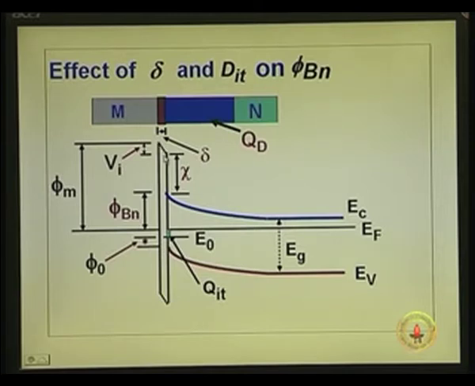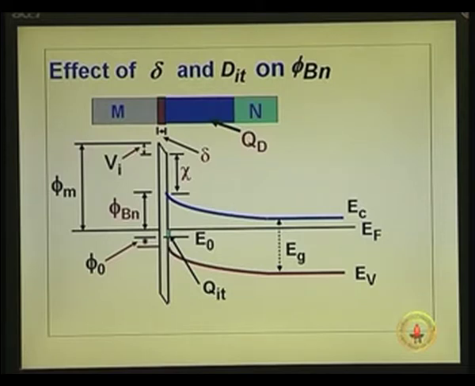Okay, see that drop V I. So, phi m minus V I minus chi leads to this phi b n. So, if you want phi b n, all that you have to find out is what is the drop subtracted from chi. It may be plus or minus. The way I have drawn, I have put it like that.